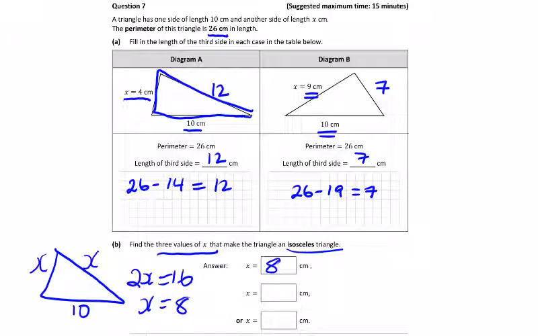That's one value. If we have the triangle and one side is 10, what about if another side is 10? That would leave us 6. So that'll definitely work for us too. So we have three different values there, 10, 8, and 6.